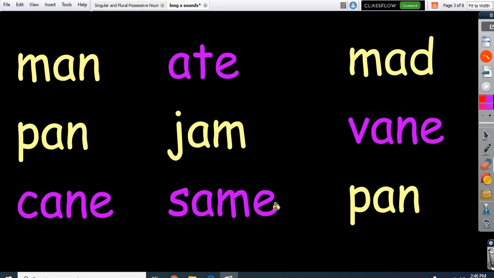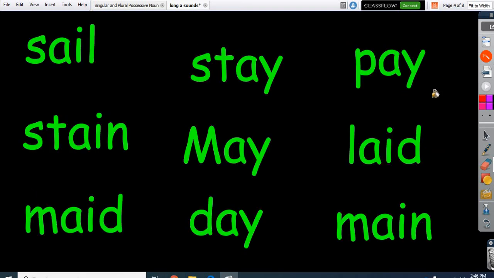But did you guys know that there's other ways to make the A sound besides sneaky E? I bet some of you did. We're going to look at that today. That's the new thing we're learning today. Different ways to make the long A sound. So we're going to look at some more words on this page.